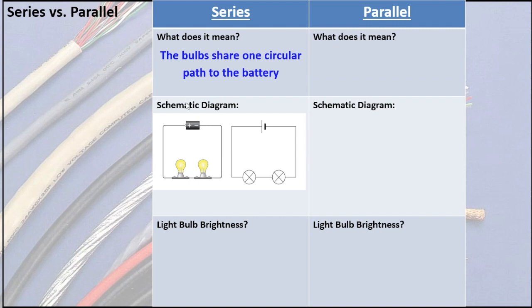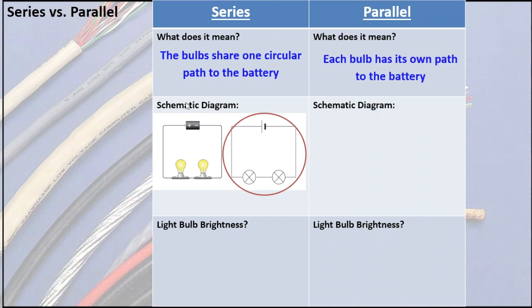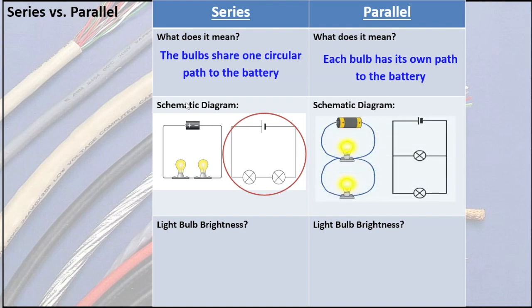Here, I have the picture of the light bulbs and the schematic diagram next to it, and that's what it should look like if you draw it. This schematic diagram took the easy way of drawing the light bulb, which is just an X in a circle. Next, we want to talk about parallel. And parallel, we're going to say, is when each bulb has its own path to the battery. The schematic diagram for parallel is going to look like this on the right-hand side.